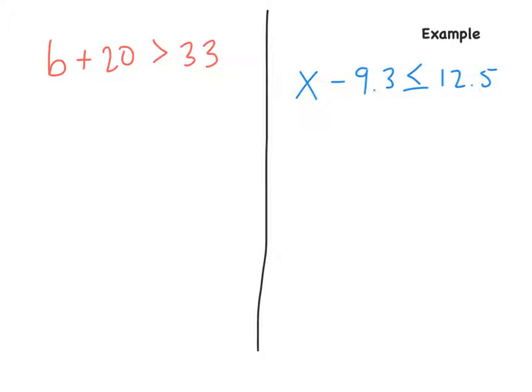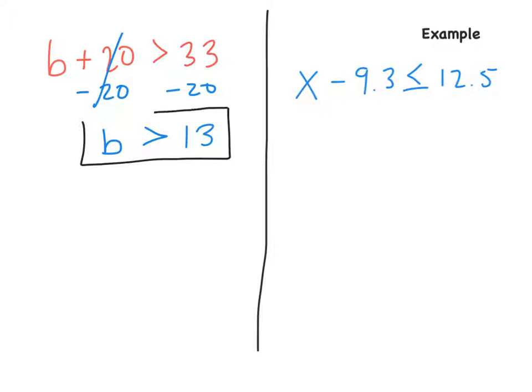So now let's try to solve these inequalities. We have two examples. The first one, this is a b, not a 6. So b plus 20 is greater than 33. How do we solve for b? What is the opposite of plus 20? The opposite of plus 20 is minus 20. So subtract 20 from both sides. So b is greater than 33 minus 20, which is equal to 13. b is greater than 13 is our final answer.